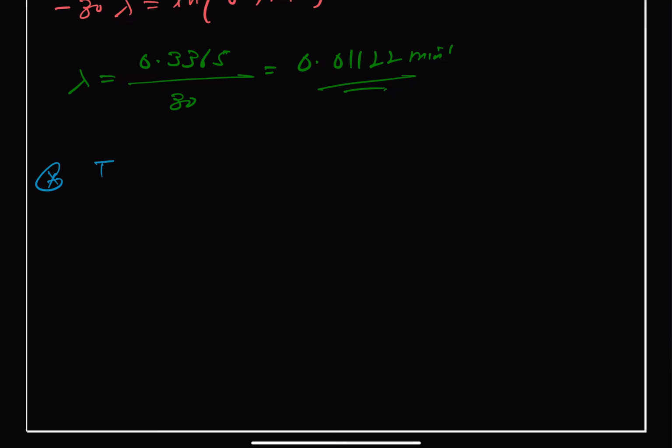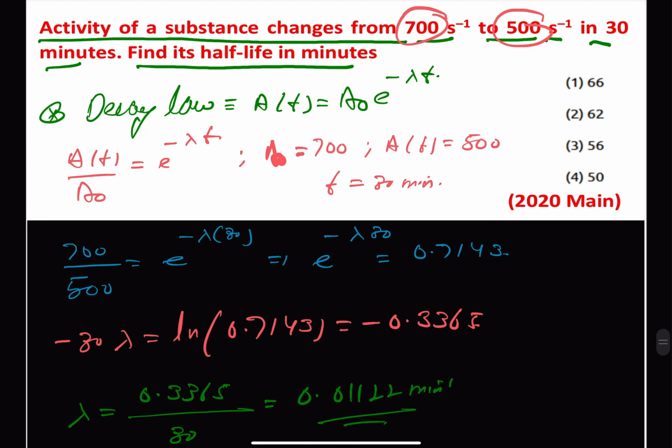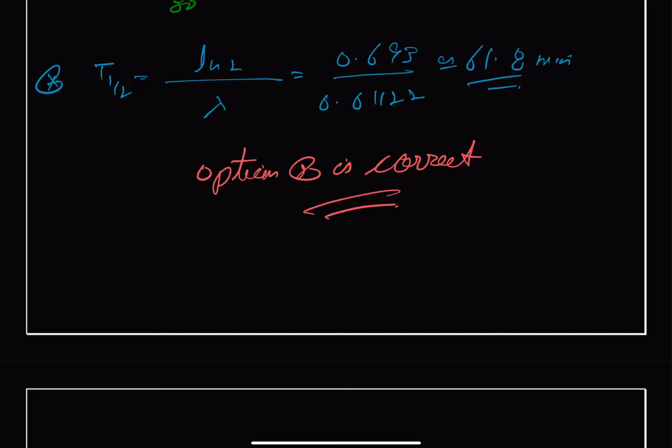From here, we can easily calculate our half-life. T half will be equal to natural log of 2 divided by lambda. This is 0.693 divided by 0.01122, which is approximately equal to 61.8 minutes. So option number 2 is correct. Next question.